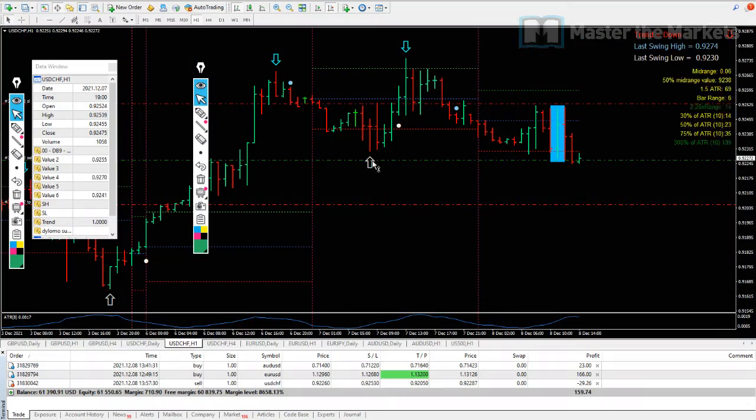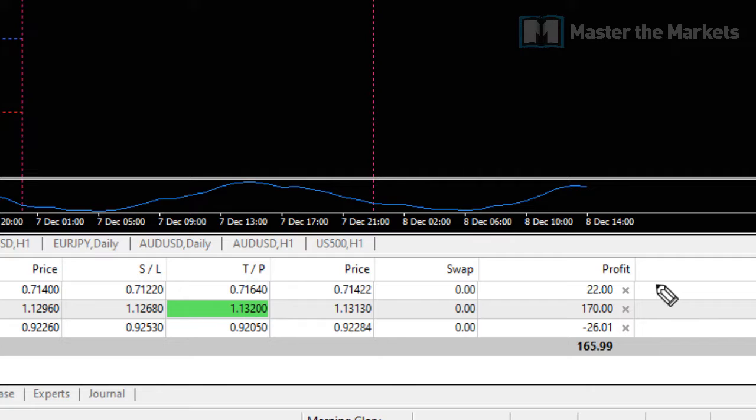Hi traders, as you can see the trade progressing now. We got 3 positions running over here. Euro dollar is the one that is on the biggest run over here. All the others are at about break even point.